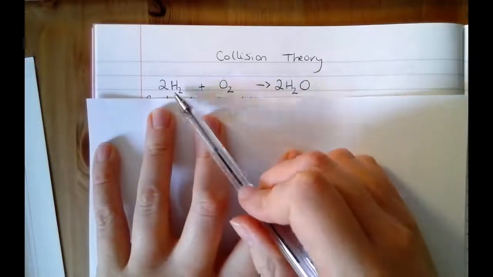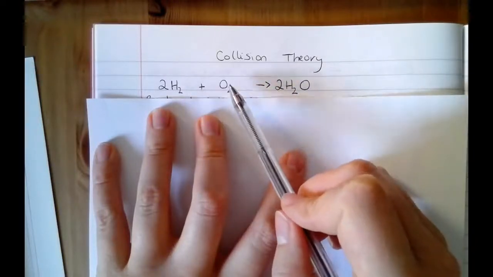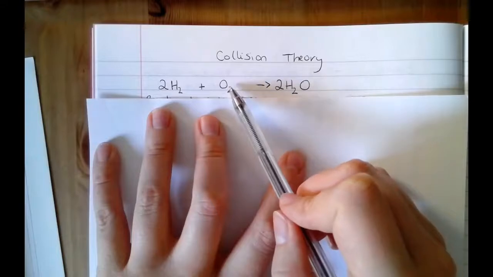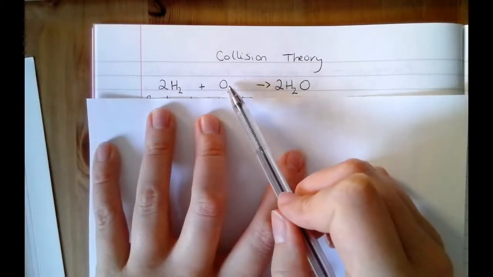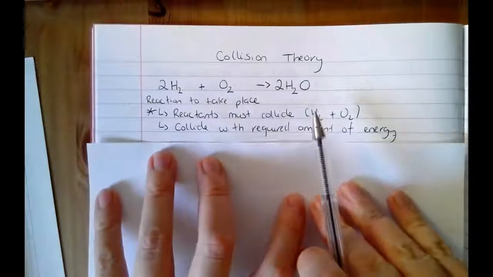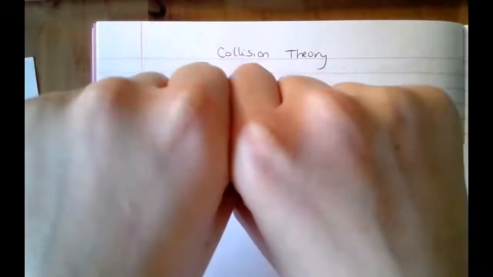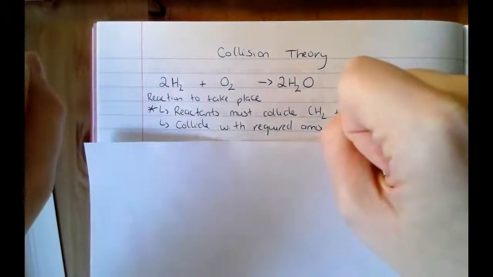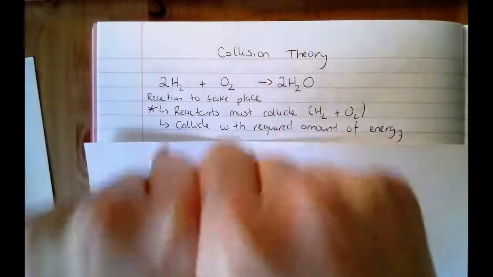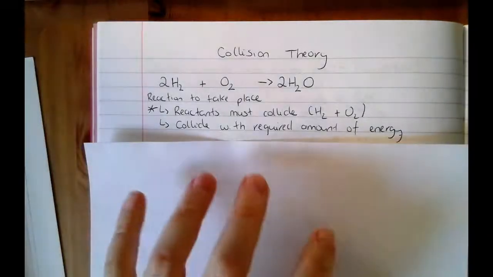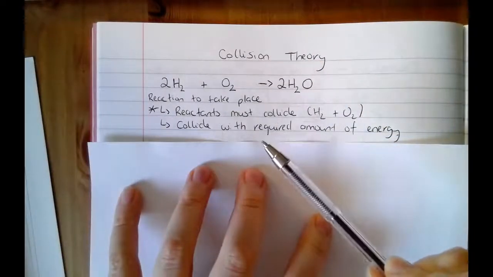In order for hydrogen and oxygen to actually react, they need to physically collide. Not only do they need to collide, they need to collide with energy. If they collide and they don't have much energy, they will simply just bounce back off each other. But if they collide with sufficient energy, then they are able to react and form H2O.